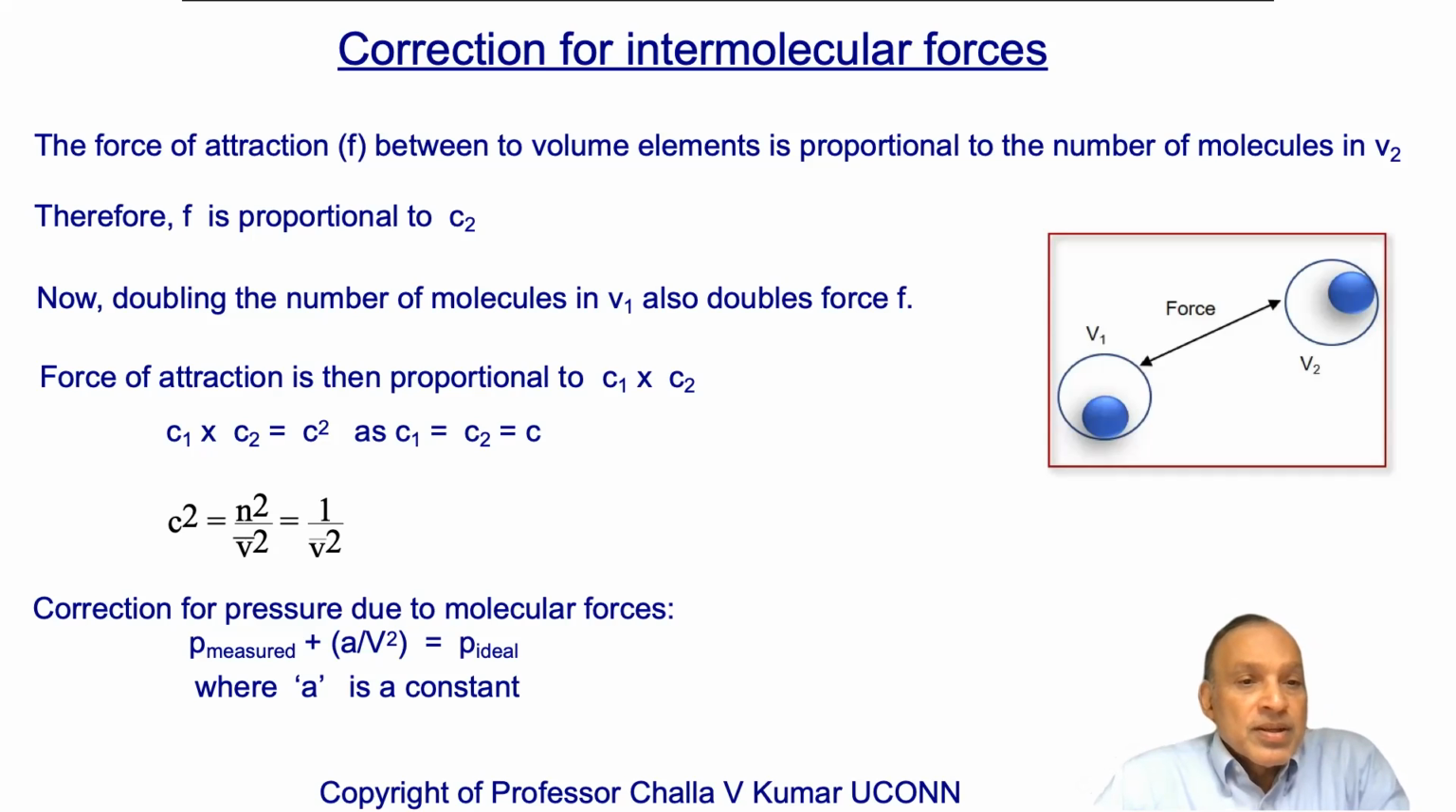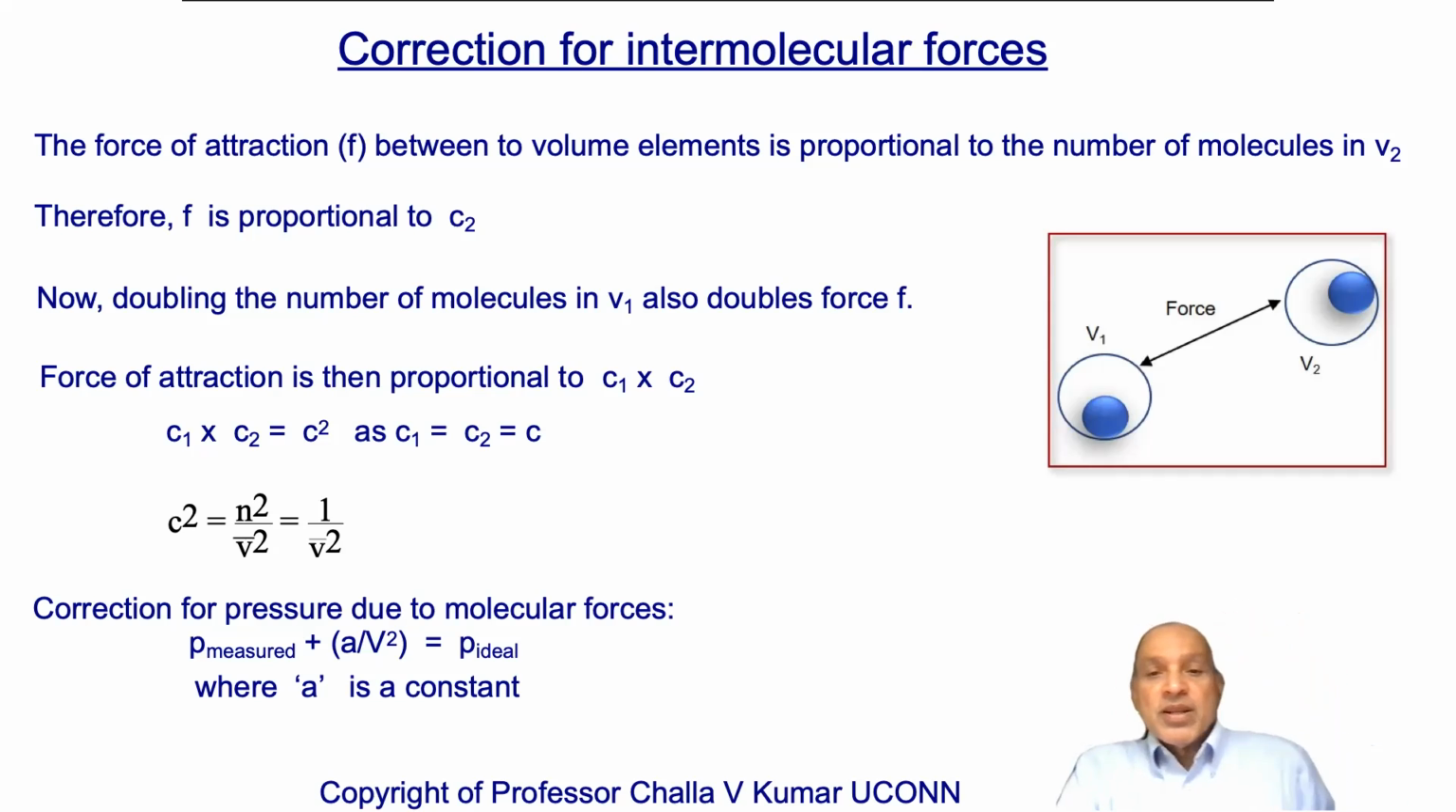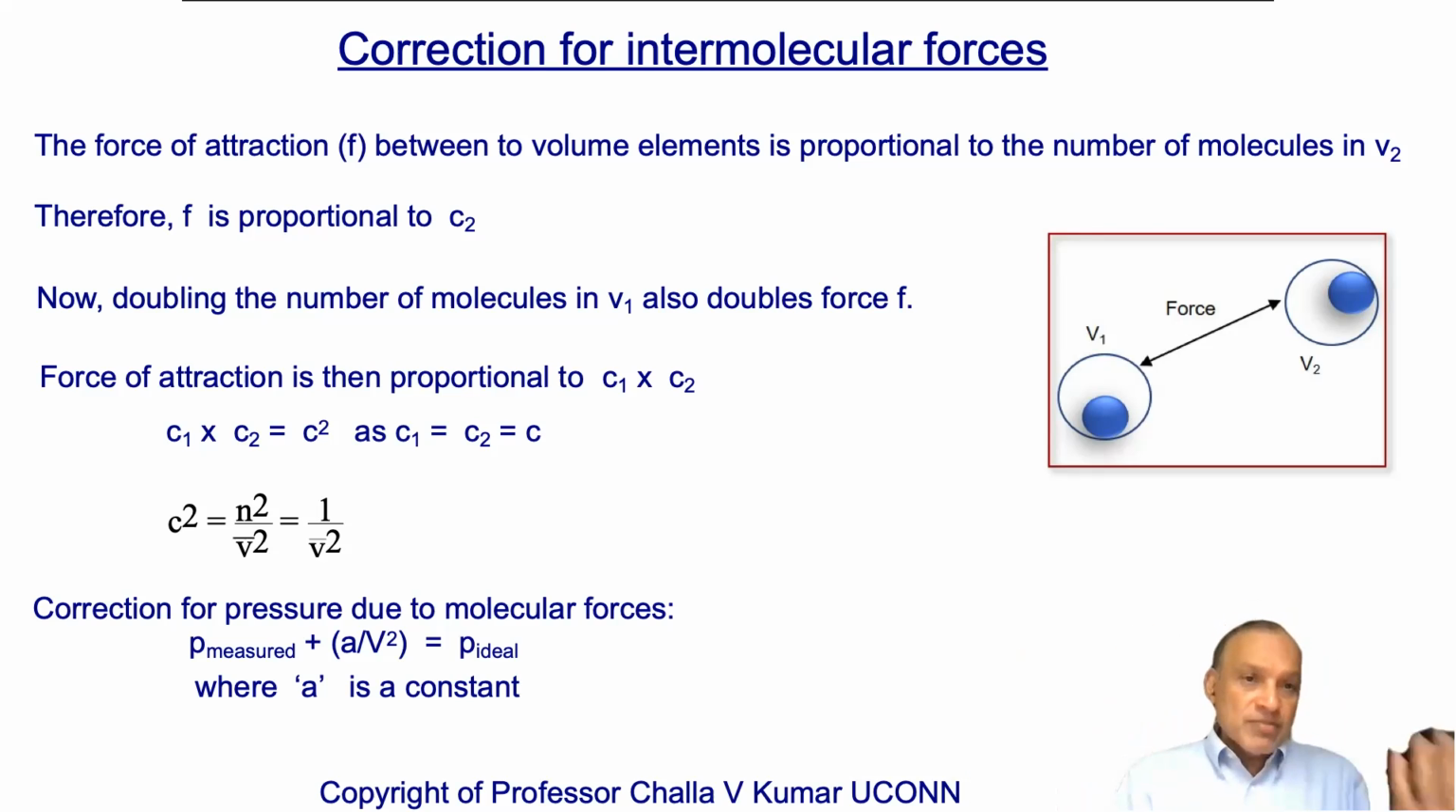Now if you take these two volume elements, and you double the number of particles in one of them, then the force of attraction doubles, because you have twice the number of particles in V1, so the force exerted on the particles in V2 will be twice as much. Similarly, if I double the number of particles in V2, it also doubles the force of attraction between the two volume elements. The number of particles in a volume is the concentration, so the force will be proportional to c squared. This is the key argument. Once we get past this argument, everything is very easy to do for the van der Waals equation. This is the trickiest part that he figured out.